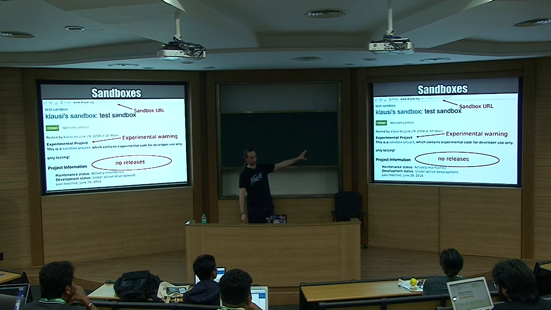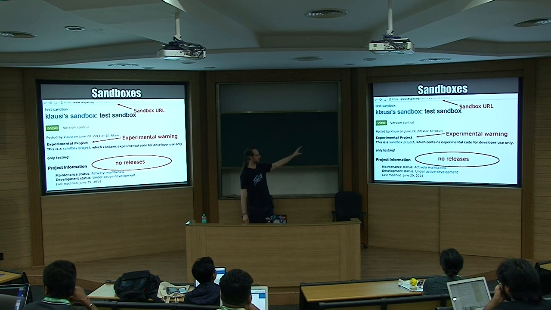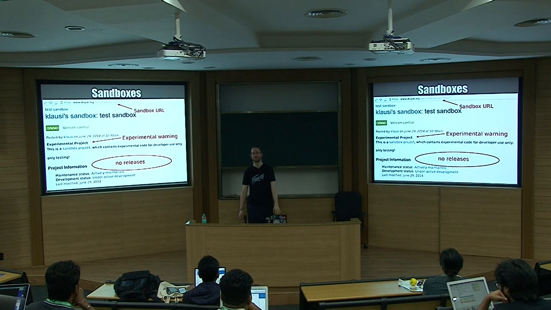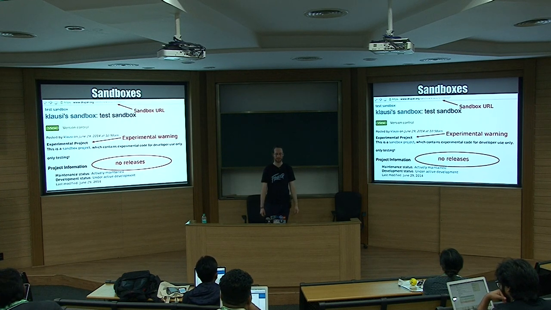So a sandbox has this project page, and it also has a Git repository, and the Git repository contains the actual code. And the project page is meant to describe the sandbox, what kind of code is in there. As we can see, there are no releases. Releases are only for full projects, and that's basically all there is to a sandbox.